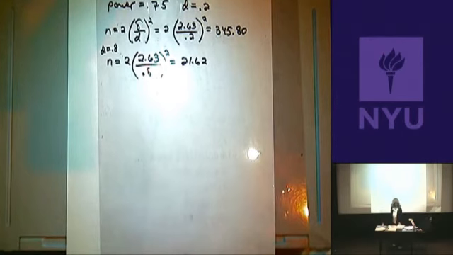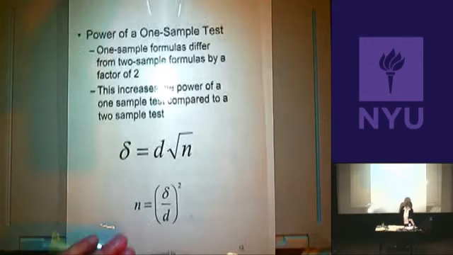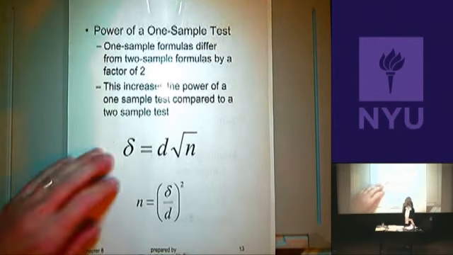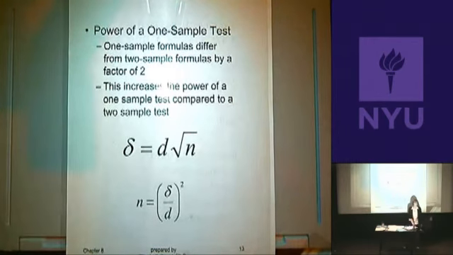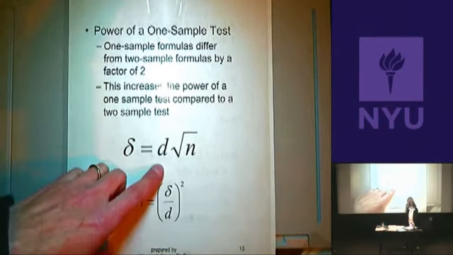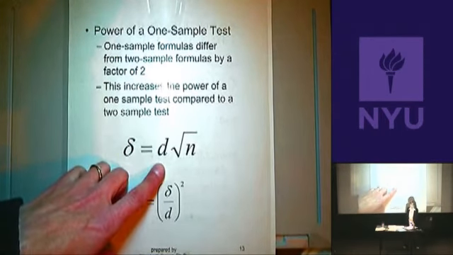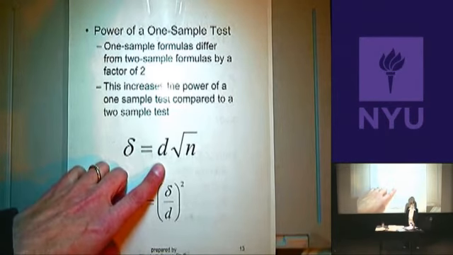Now I'm just going to mention this because I don't think you're going to have any examples with it. You won't have it on the test, but you should just have some idea. The power of a one-sample test, right? We've been talking about two samples or two groups now. A one-sample test, take a look at this formula for delta. What's different from two groups? We dropped the 2, right? So the power is larger for a one-sample test.